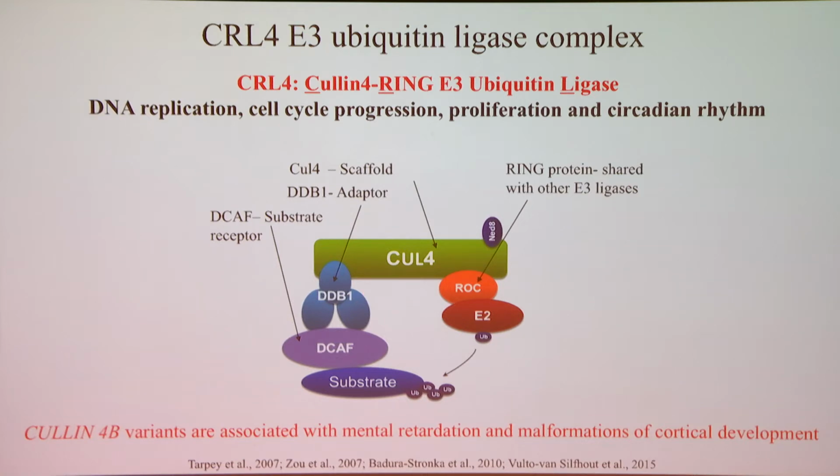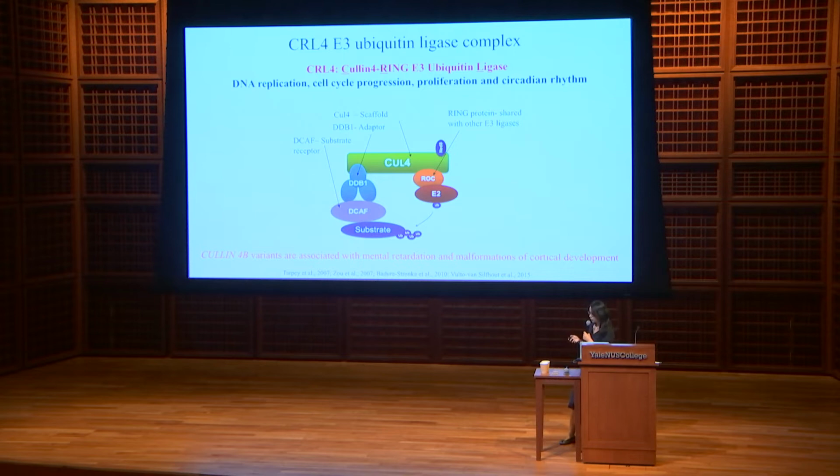And DCAP is a variable component, the DDB1 Cullin-4 associated factor. So it binds to substrates and provides substrate binding capacity. Very interestingly, variants in human Cullin-4 are associated with mental retardation and malformation of cortical development. But whether Cullin-4 actually plays a role in neural stem cell proliferation was poorly understood.